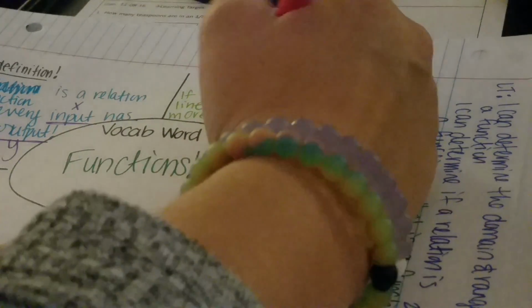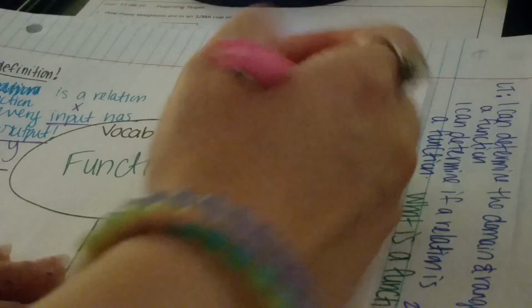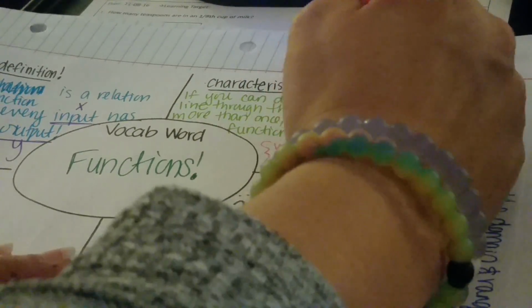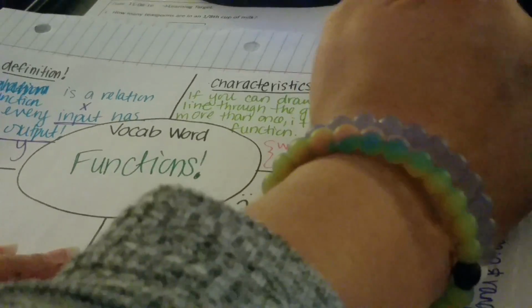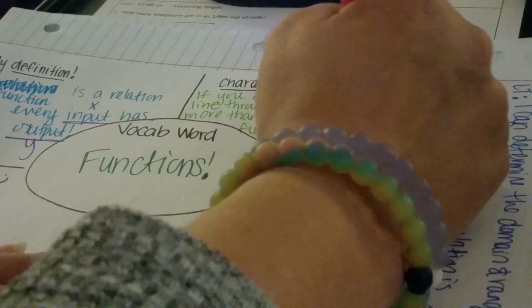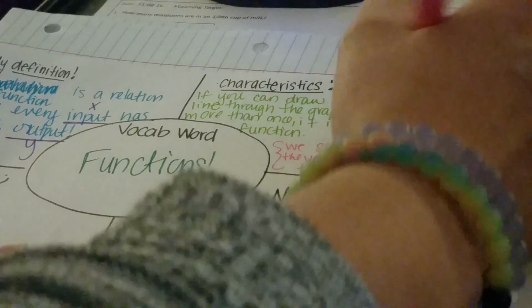Alright, so then please, right here. Alright, so if it hits it more than once, it is not a function. And we have a specific thing that we say. We say it fails the vertical line test.